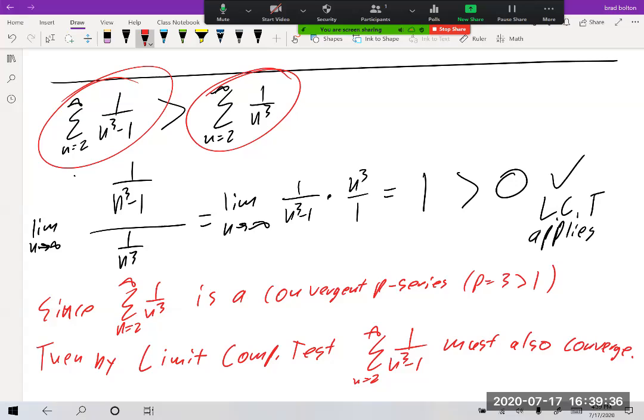Look how little math we actually did. It's all about just thinking about what series would be a good representative to compare to 1 over n cubed minus 1. Okay, so let's look at a little bit harder one.